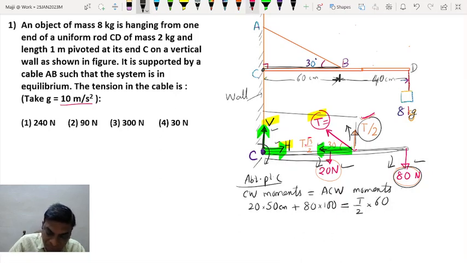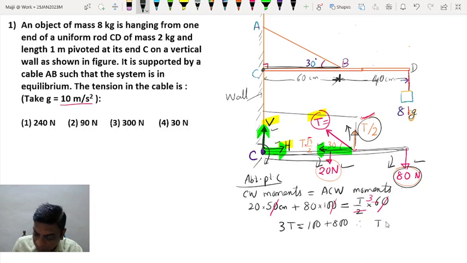Okay, right. So let us solve it. 10 gets cancelled throughout, and also you can cancel by 2 3s. So we have 3T is equal to 25 is 100 plus 800, that is 900. So T is equal to 900 by 3, that is 300 Newton. So the correct answer is the third option.